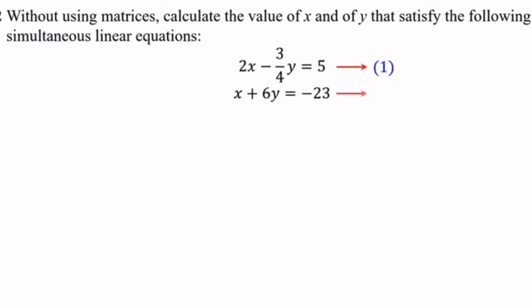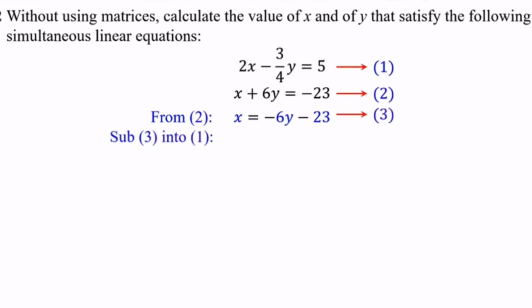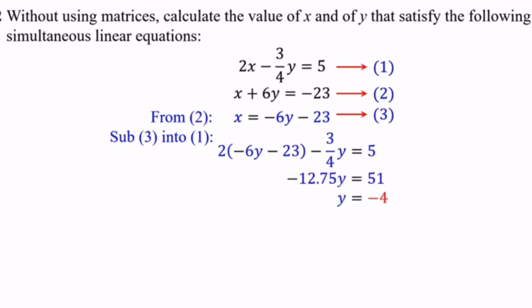Without using matrices, you are asked to calculate the values of x and y that satisfy the following simultaneous linear equations. First of all, we express one unknown in terms of another: x equals negative 6y minus 23. We label it as equation 3, and we substitute equation 3 into equation 1. So when you see x, you put negative 6y minus 23, minus 3 over 4y, equals 5. You expand and simplify, and you will get y equals negative 4.